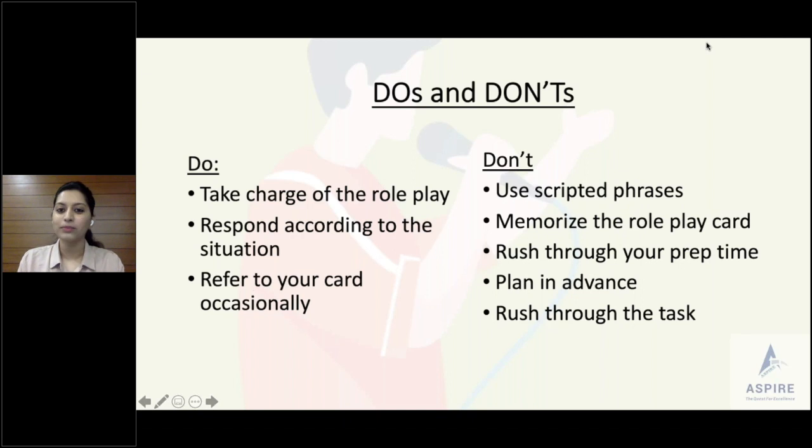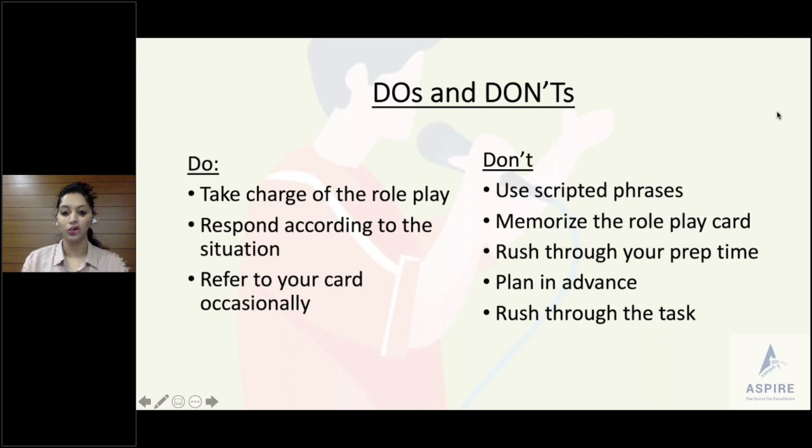Do not plan in advance. Again, don't do this, because the minute you make up sentences in your mind and want to put all that out there, you're not responding to the patient's emotions. You're not being empathetic.